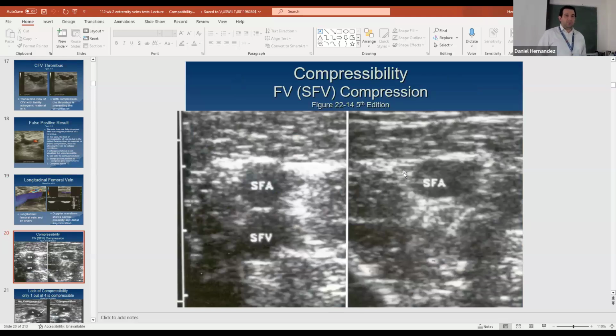This is now working our way further down the leg. We have the femoral vein and femoral artery, again showing with and without compression. This is what it should look like, with that vein completely coapting and compressing down.